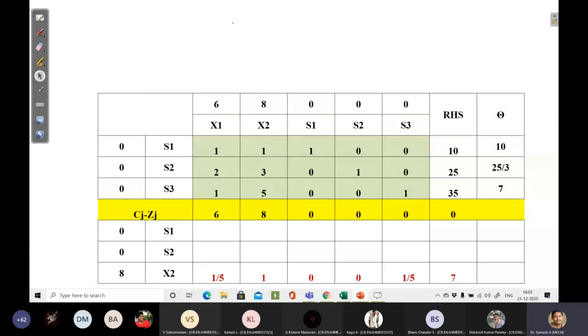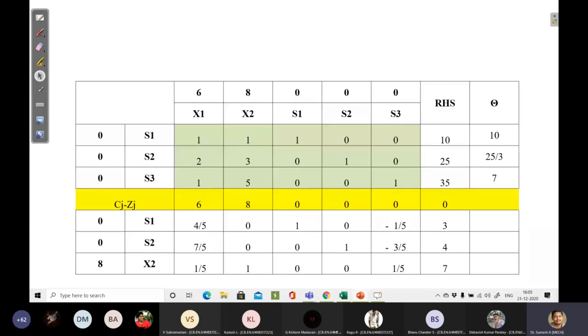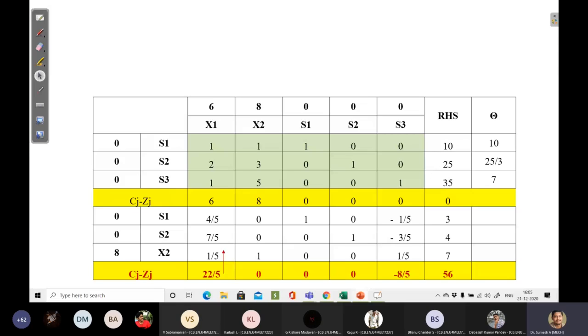So the key row has been modified. You know the equation. The key row has been modified, then the other rows are also modified. Again, you can calculate the Cj minus Zj or Zj minus Cj. You are seeing that here it is taken as Cj minus Zj. So 22 by 5 is coming. You are selecting the largest positive here. This is going to be your next key column. Your next key column is marked.